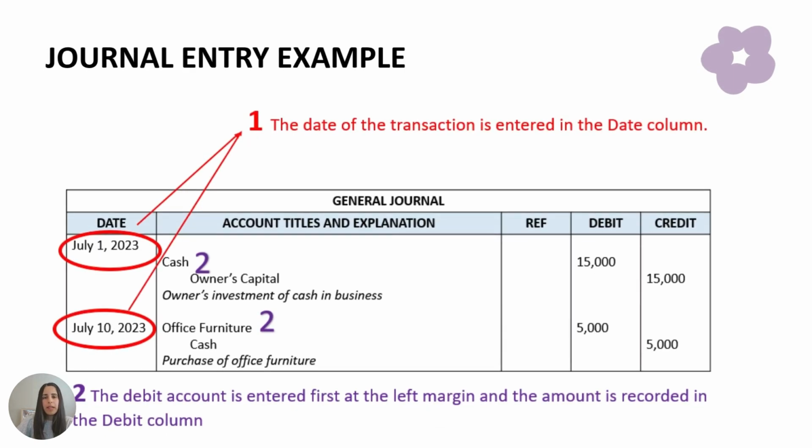So first of all, let's analyze both transactions. You can see the date has been entered for both transactions, and that date is entered into its own column, the date column. Number two, for both transactions, you'll note the debit account is entered first at the left margin and the amount is recorded in the debit column. So the rule is all accounts that are being debited have to be entered first. When we write a journal entry, we always put the accounts being debited first. It doesn't matter if it's an asset or a liability. It's just whichever account is having the debit, that will go first.